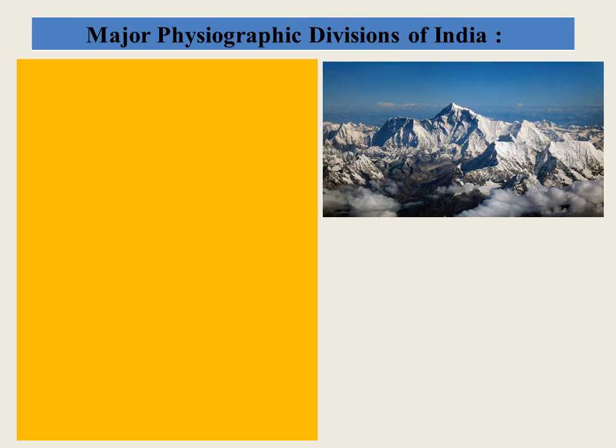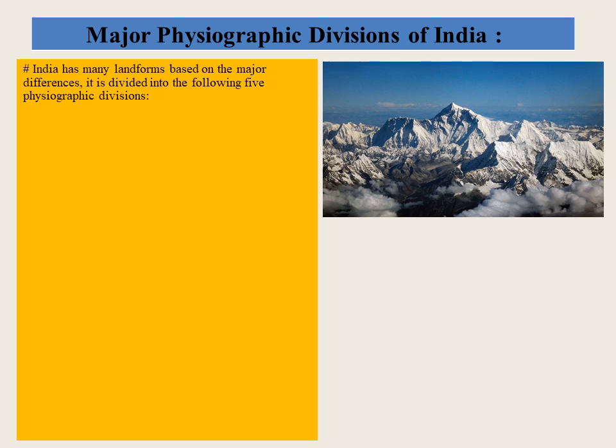The majestic Himalayan peaks in the north, the beautiful beaches in the south, the great Indian desert in the west, and the breathtaking natural heritage in the east make India a geographically vibrant, colorful, and truly incredible country. There is a varied nature of physiographic divisions in India. The country has many landforms based on major differences.